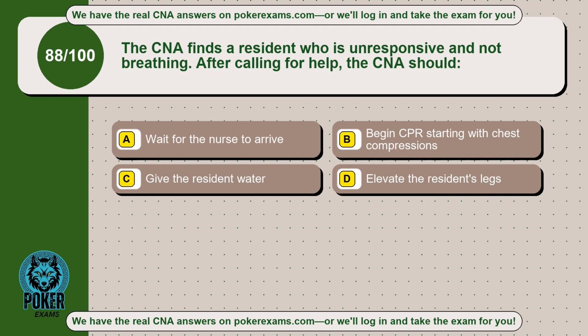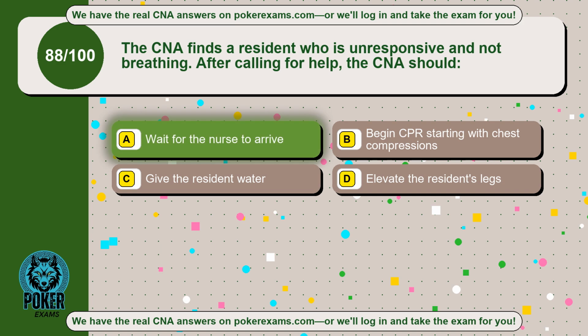Question 88. The CNA finds a resident who is unresponsive and not breathing. After calling for help, the CNA should: option A, wait for the nurse to arrive; option B, begin CPR starting with chest compressions; option C, give the resident water; option D, elevate the resident's legs. The correct answer is option A, wait for the nurse to arrive.